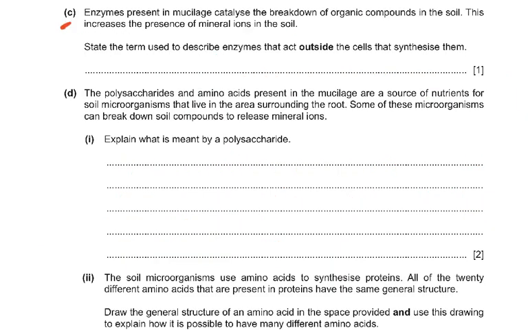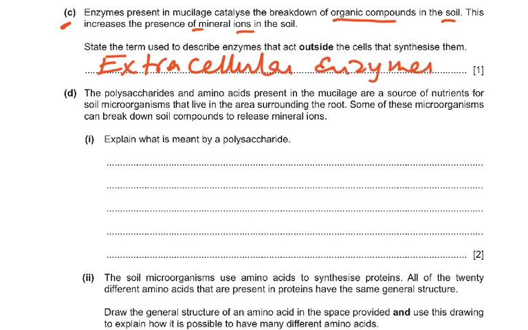Then part C of the question, enzymes present in mucilage catalyze the breakdown of organic compounds in the soil. This increases the presence of mineral ions in the soil. State the term used to describe enzymes that act outside the cell that synthesizes them. Extracellular enzymes. So that was easy. The ones which work outside are called extracellular enzymes.